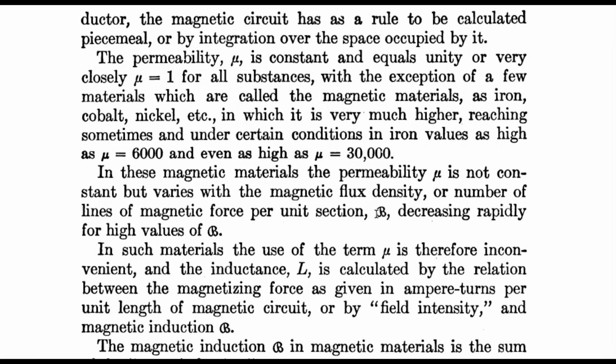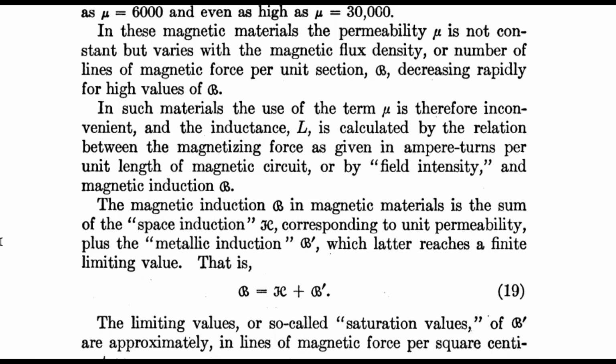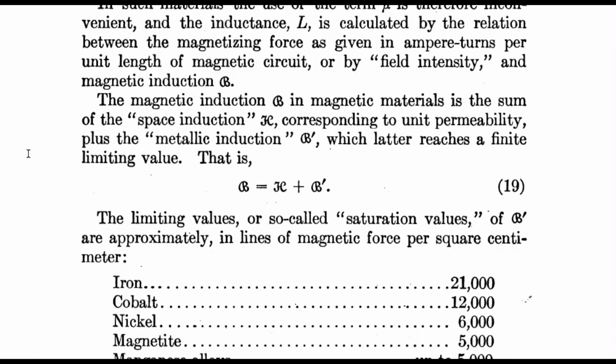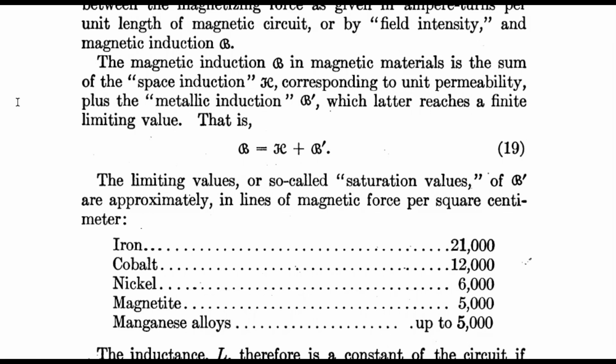In magnetic materials, the permeability, mu, is not constant but varies with the magnetic flux density, which is the number of lines of magnetic force per unit section represented as theta, and decreases rapidly for high values of theta. In such materials, the term mu becomes inconvenient, and the inductance, represented as L, is calculated using the relation between the magnetizing force, given in ampere turns per unit length of the magnetic circuit, referred to as field intensity, and magnetic induction. The magnetic induction, represented as Q in magnetic materials, is the sum of the space induction, represented as H, corresponding to unit permeability, plus the metallic induction, represented as B prime, which reaches a finite limiting value. That is, the magnetic induction Q is equal to H plus B prime.